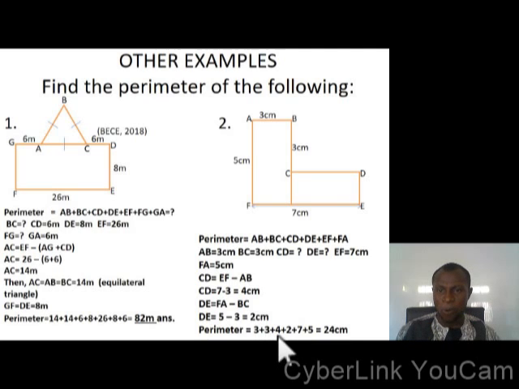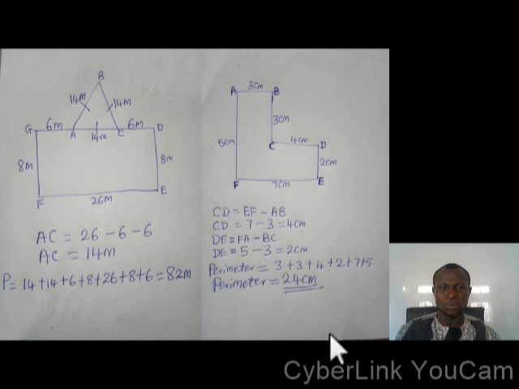Then 6 plus 4 will give us 10. 10 plus 2 will give us 12. 12 plus 7 will give us 19. Then 19 plus 5 will give us 24 centimeters, just like we have it. Remember, 3 plus 3 is 6, 6 plus 4 is 10, 10 plus 2 is 12, 12 plus 7 is 19, 19 plus 5 will give us what? 24. That is the solution to that particular question.